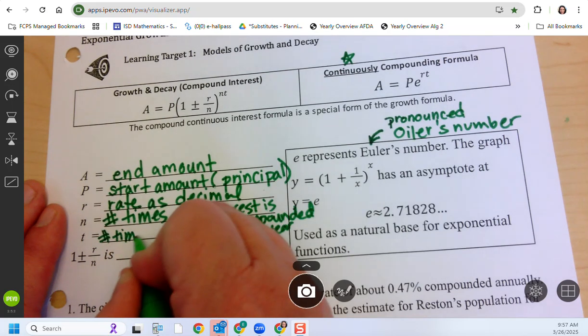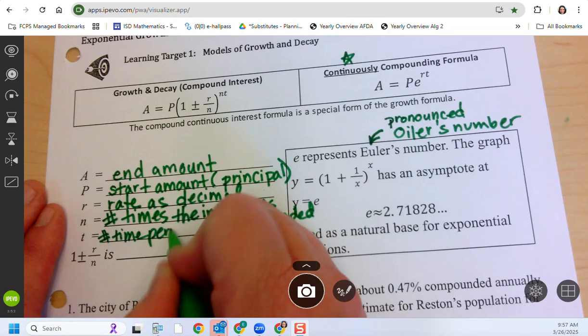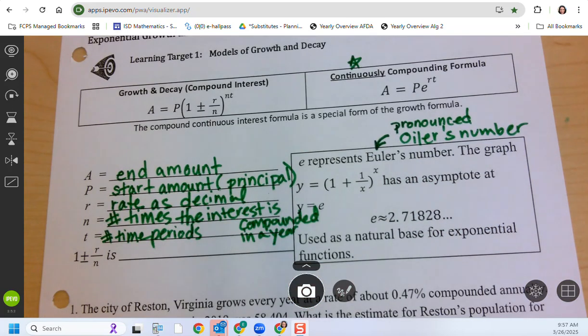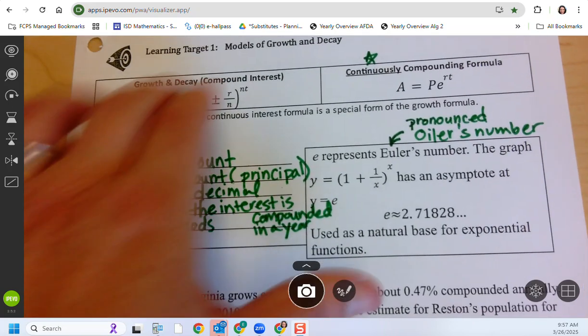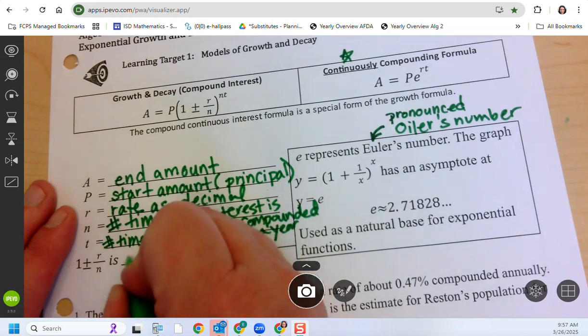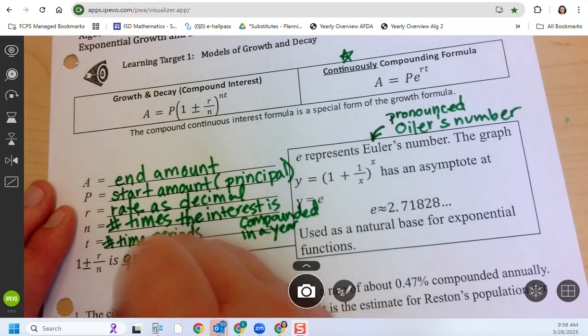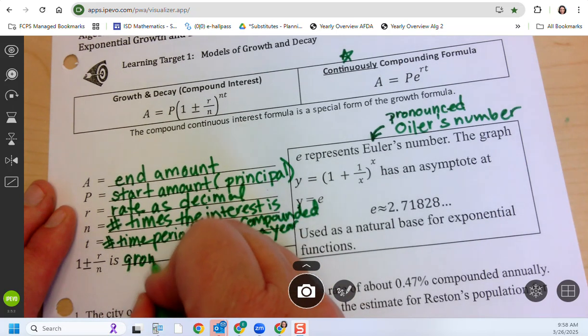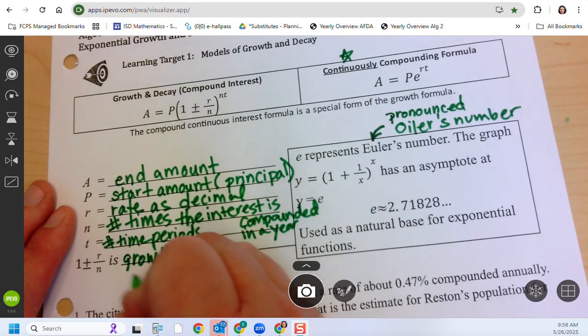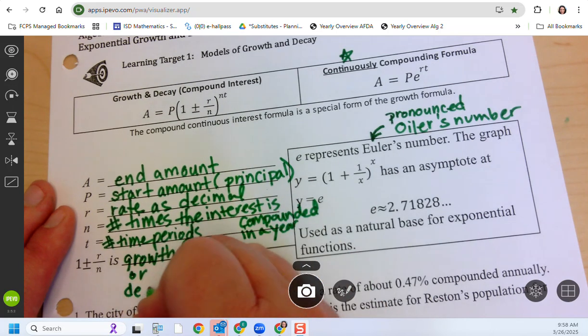The city of Reston, Virginia grows every year at a rate of about 0.47%. Now, 0.47% is not the same as 47%. 47% means that every year it would be adding half its population again. That would grow so fast. All right, 0.47% is less than 1%. It's growing each year, which doesn't actually seem like a lot, but it is. It's a pretty strong growth to grow 0.47%.